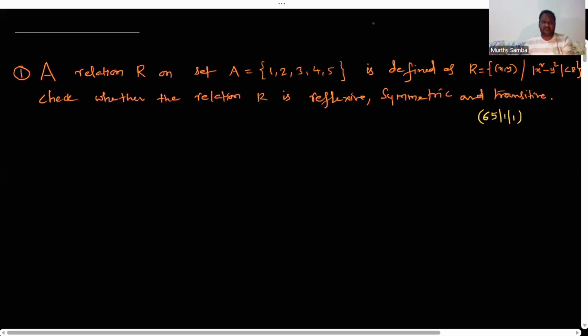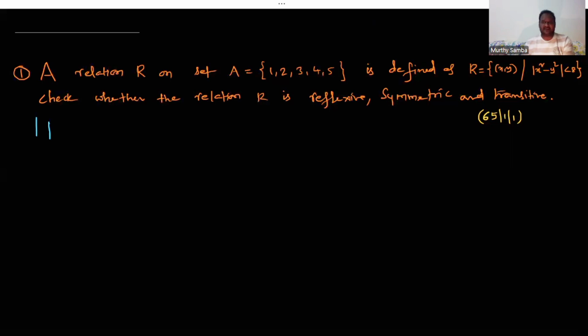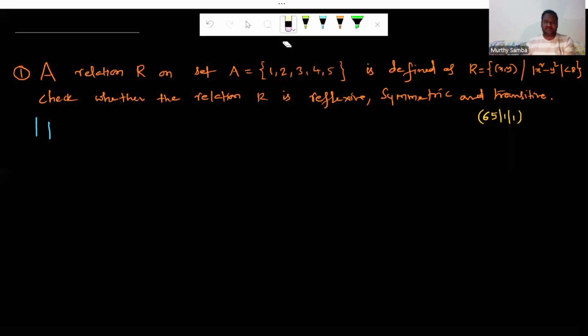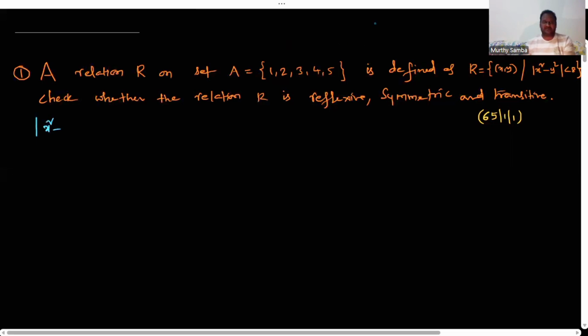So what kind of relation is given here? Modulus of x square minus y square less than 8. If you observe that, what kind of ordered pair satisfies the particular relation? Right. So modulus of x square minus y square less than 8. First of all, whether this relation is reflexive, symmetric, and transitive.